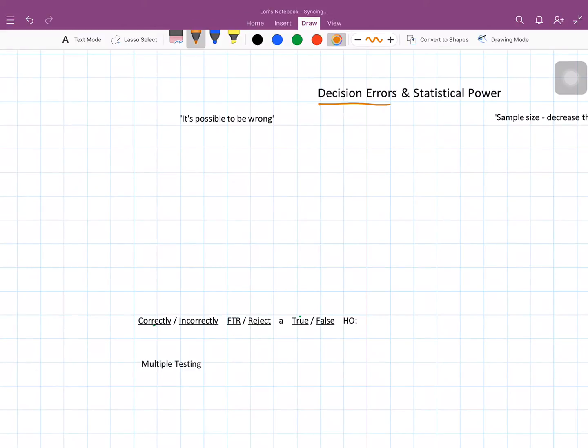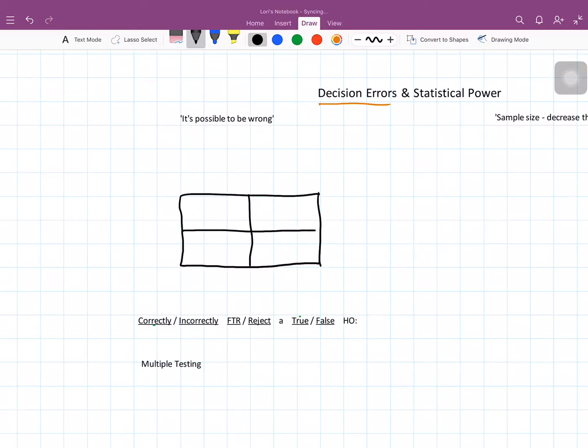So let's start off by making a little table, and you will see this over and over again. This table is your friend, and just draw it here. This 2x2 table represents both the decision and the truth. What I mean by decision and truth is the decision can either be fail to reject the null or reject the null.